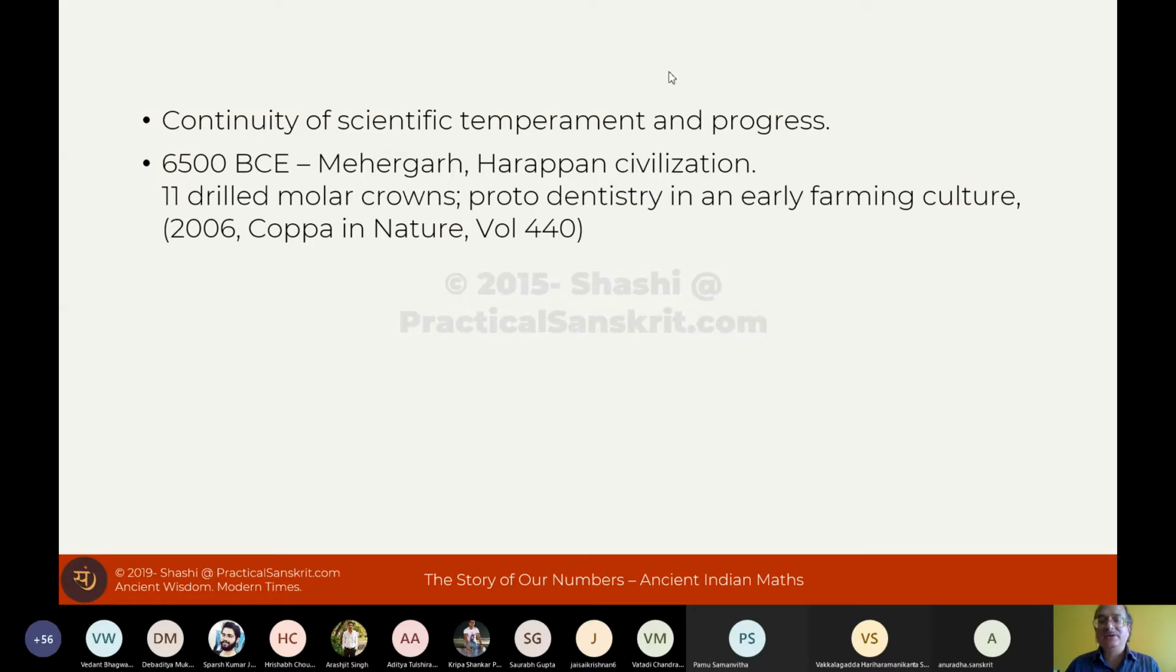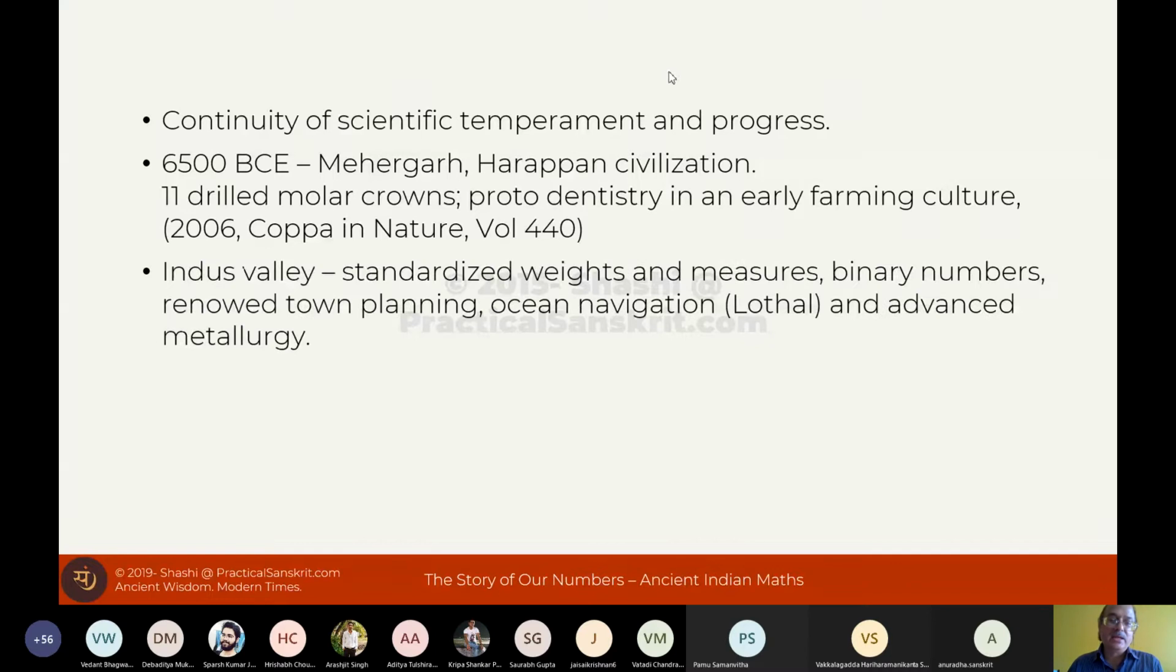So that means 8,500 years ago, the Harappan civilization, not 2,000 BCE but 6,500 BCE, was already a great agrarian culture. They had settled, they had a lot of time, they had extracted sugar, they were addicted to sugar, they had a sweet tooth, they got tooth problems, and then they tried to do something about it by doing some drilling. Just one little thing can give you a lot of inferences. And then in the Indus Valley we saw standardization of weights and measures, binary numbers, renowned town planning and advanced metallurgy.